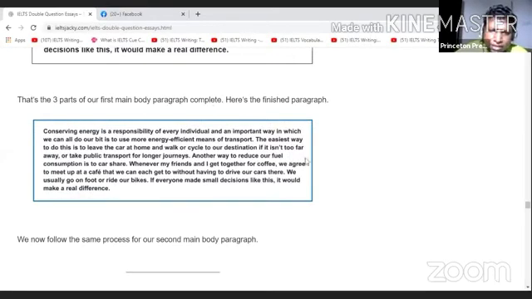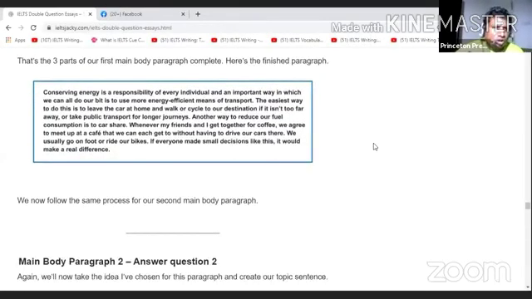Okay, let's see the whole paragraph. Conserving energy is a responsibility for every individual, and an important way in which we can all do our bit is to use more energy efficient means of transport. The easiest way to do this is to leave the car at home and walk or cycle to our destination if it isn't too far away, or take public transport for longer journeys. Another way to reduce our fuel consumption is to car share.